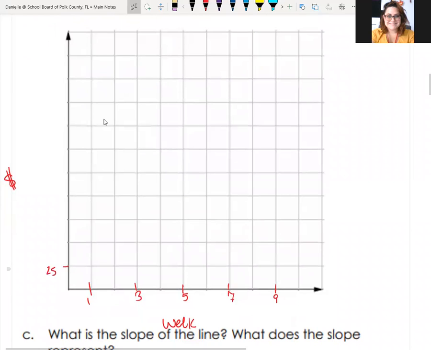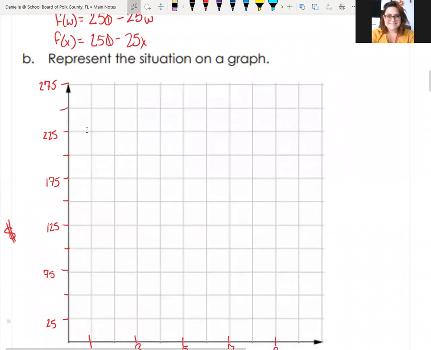So this would be 25, 50, 75, 100, 125, 150, 175, 200, 225, 250, 275. So that's my money. At 0 weeks, how much money am I going to have? I'm going to have all $250 because that would be 25 times 0. That cancels out. So at week 0, we start at 250.